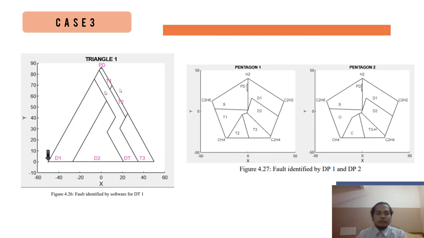Here is the fault identified by the GUI software for DT for case 3, and we can see it by the indicating arrow. The GUI software for DUVAL Pentagon is shown right here also. However, the software does not plot anything in the GUI.